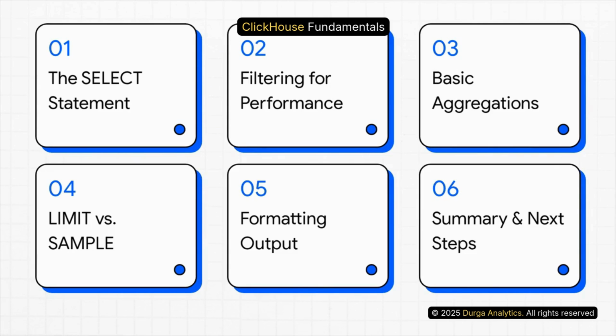All right, so here's the game plan for this chapter. We're going to start with the absolute workhorse of any query, the select statement. Then, and this is huge, we're going to cover the single most important thing for getting speed out of ClickHouse: filtering. After that, we'll look at some basic aggregations, sort out the difference between limit and sample, which is super important, and then wrap up with a cool feature for formatting your output.